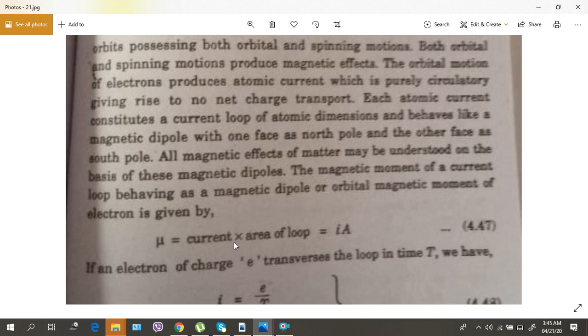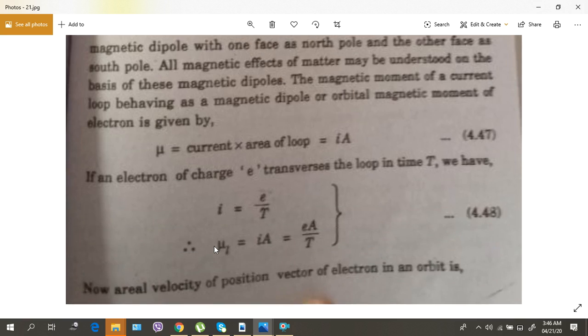Now basically we discuss here that if we have a charged particle, then due to the motion of the charged particle there is a current. So it means that this current is due to the magnetic effects. So we have magnetic moment here, and that magnetic moment is equal to current multiplied by area of loop, that is IA. So if an electron E traverses the loop in time t, now basically we know that current, what is current? Current is equal to Q by T.